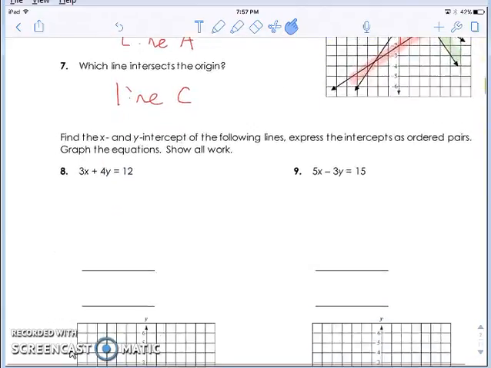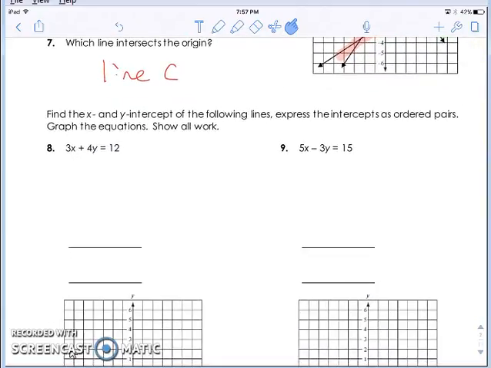Alright, number 8. Find the x and y intercept of the following lines. Express the intercept as an ordered pair. This is important. When you read this direction, you need to understand that you need to write both x and y coordinates for the intercept. So I like to use what I call the cover-up method.